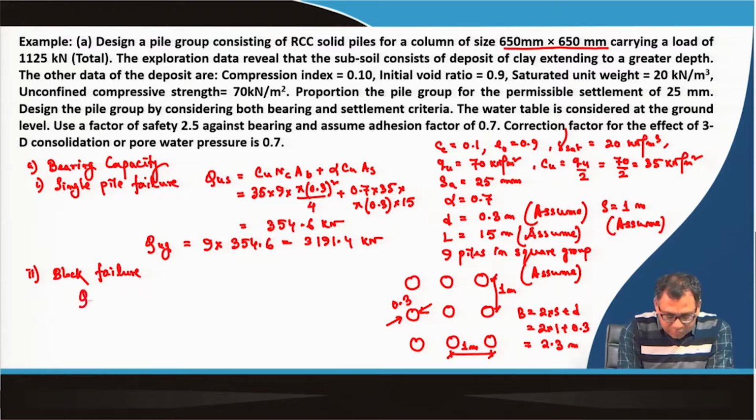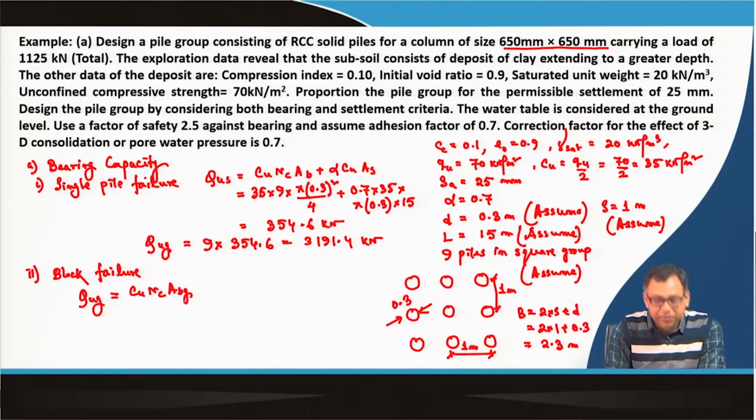So, my group capacity is the same as the single pile failure case. That means this will also be Cu Nc into A_BG, that is for the group, plus again we are also taking alpha Cu, the average cohesion along the shaft of the pile, or along the pile group, A_SG.